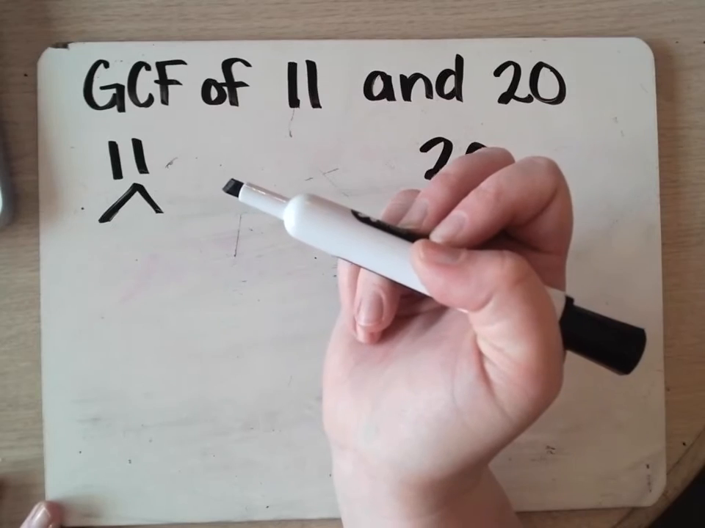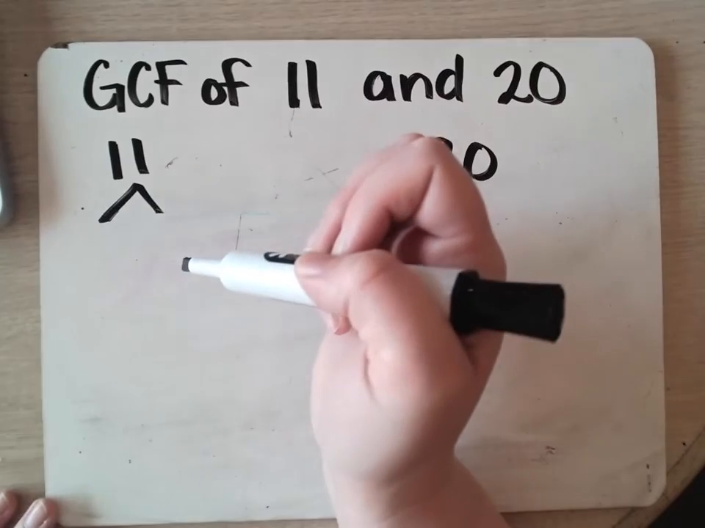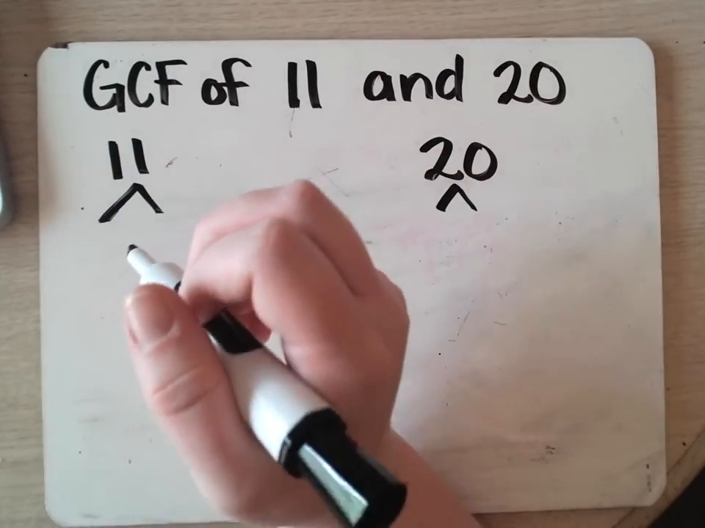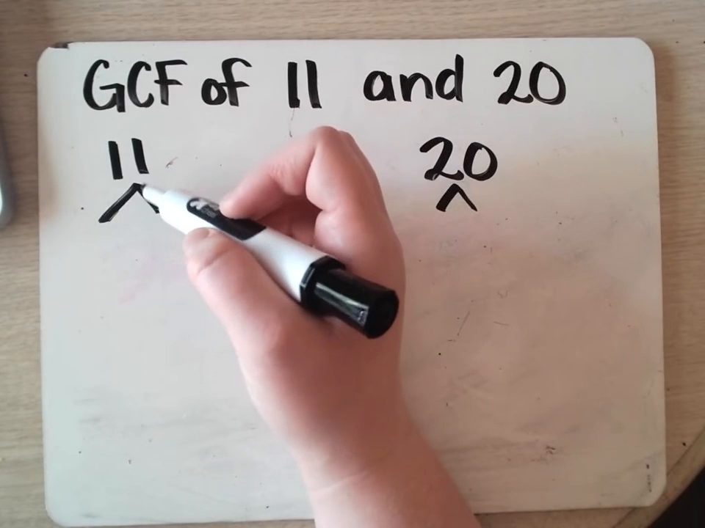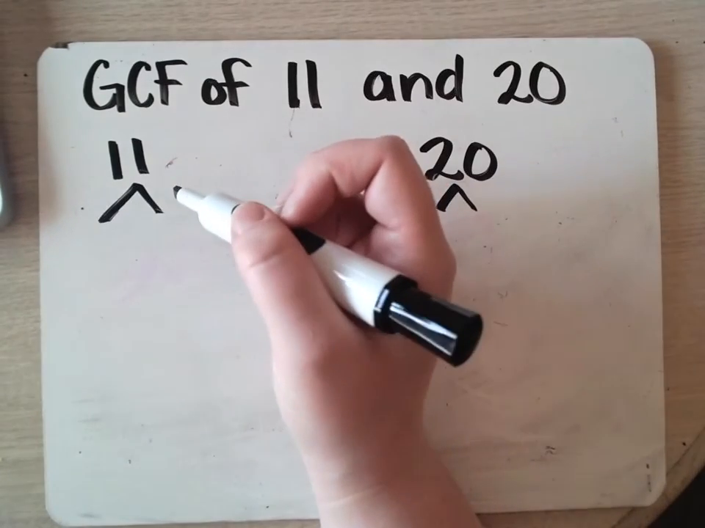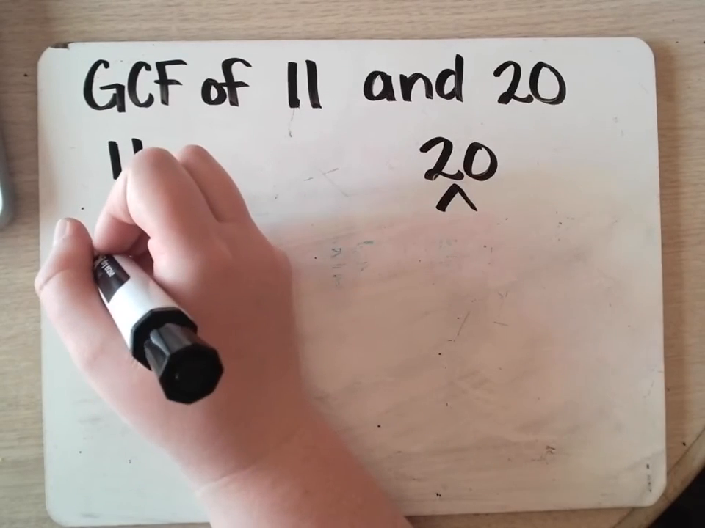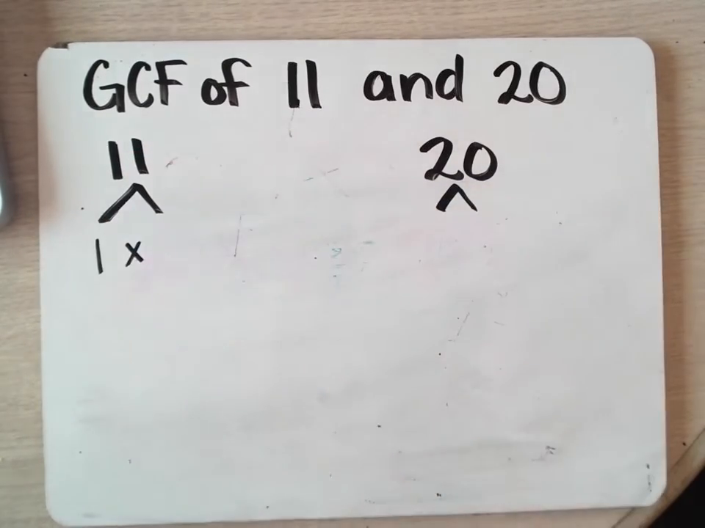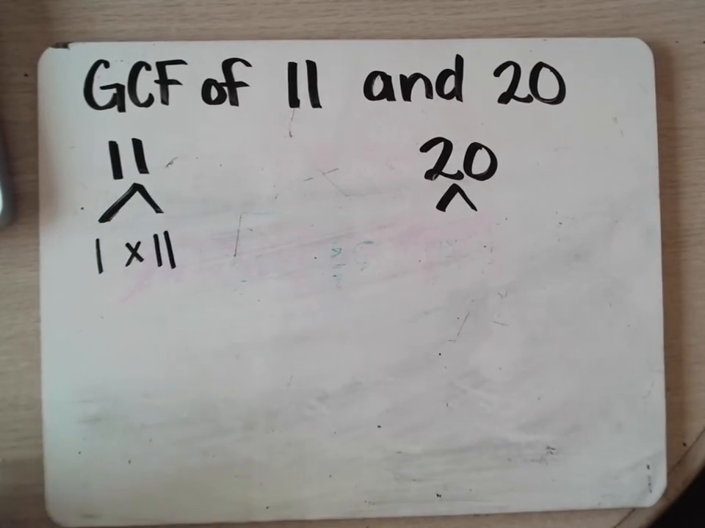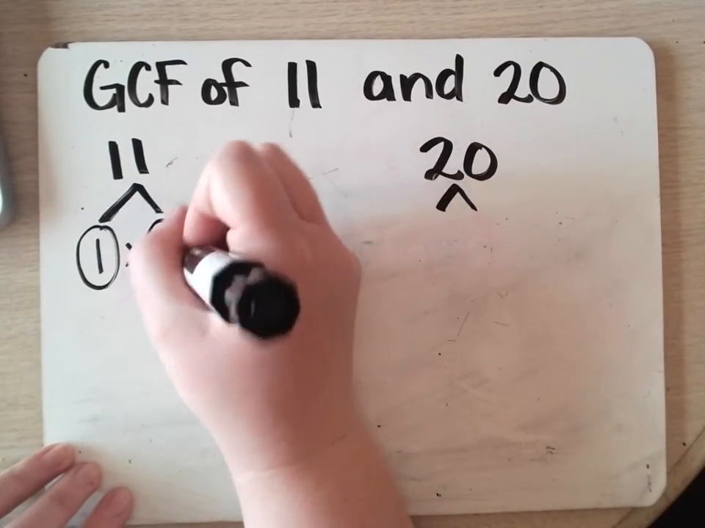4 does not go into 11 evenly. 4, 8, 12. Again, I skip it. 5 does not go into 11 evenly because it ends with a 1 and not a 0 or a 5 in the ones place. 6 does not go into 11 evenly. 7, 8, 9, and 10 do not go into 11 evenly. So 11 is a prime number. So the only factors of 11 are 1 times 11. So since it's prime, you can either circle it up here or circle these factors right here.